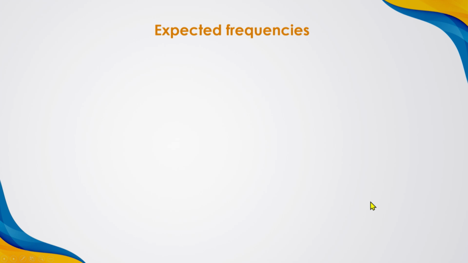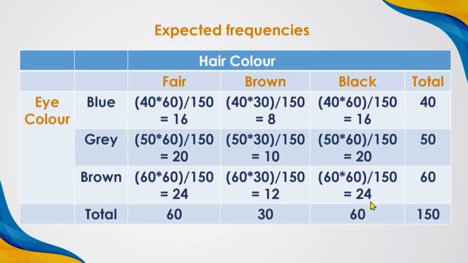Now, how to calculate the expected frequencies? You can follow the same process which you did in your 2 by 2, where here you are doing it for your m by n. Here you have 3 columns and 3 rows. Again, these total values have to be taken from your previous case, that is your observed frequencies. Your row total is 40, into column total 60, divided by grand total 150, where you get the value 16. That is, 16 persons are expected to have fair hair color and blue eye color; the 16 speaks about the expected frequency.